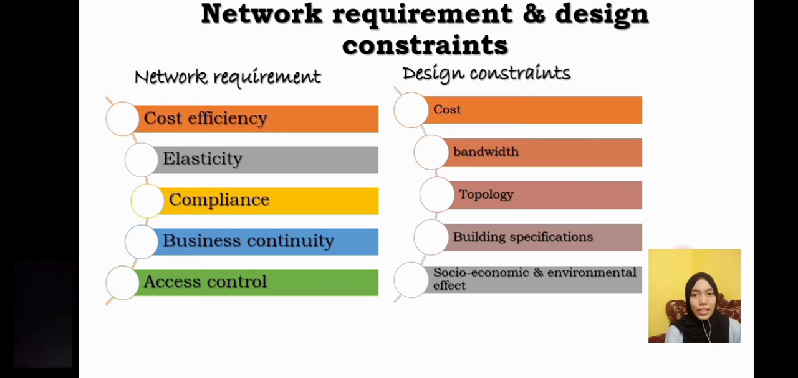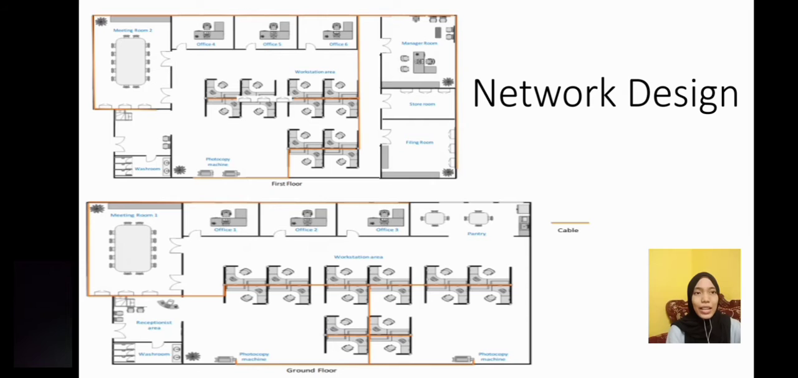Here are the network requirements and design constraints. There are a few requirements for the network, such as cost efficiency, elasticity, compliance, business continuity, and access control. The design constraints include, of course, bandwidth, topology, building specification, and socio-economic and environmental effects. So here is the proposed design for our office building.